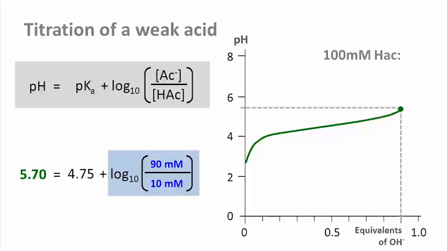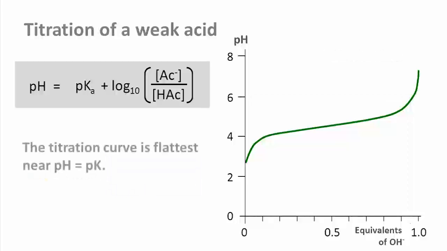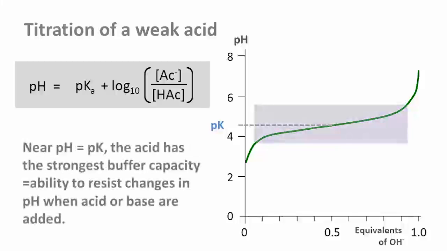Quite a few interesting things can be learned from this curve. First, the titration curve is flattest when the pH is near the pK. Around that time, the acid has the strongest buffer capacity, meaning it is able to resist changes in pH when acids or bases are added. Right at that midpoint of the titration, the concentrations of acid and conjugate base are the same.